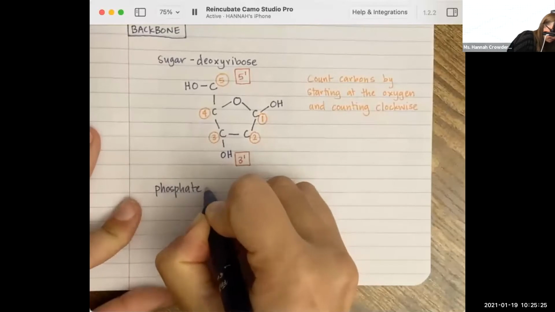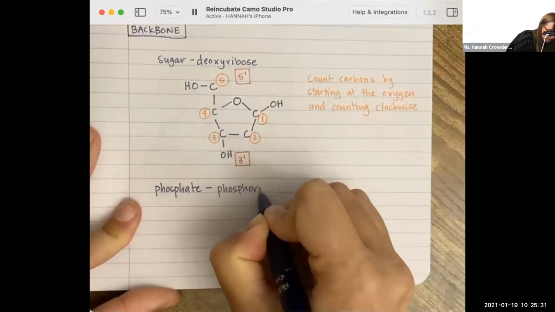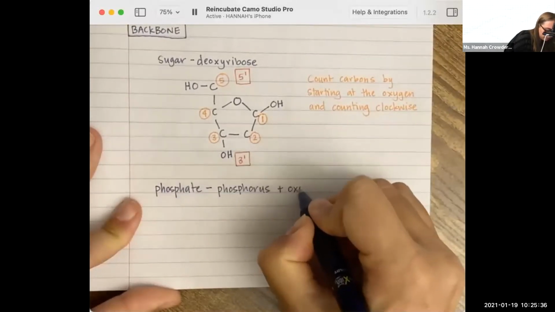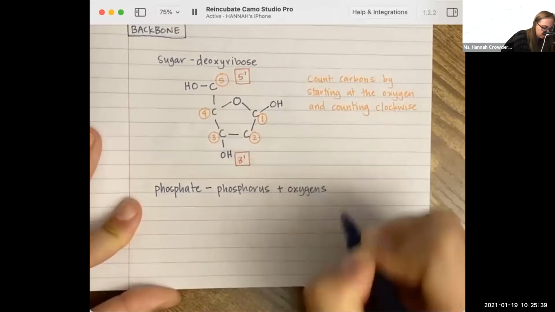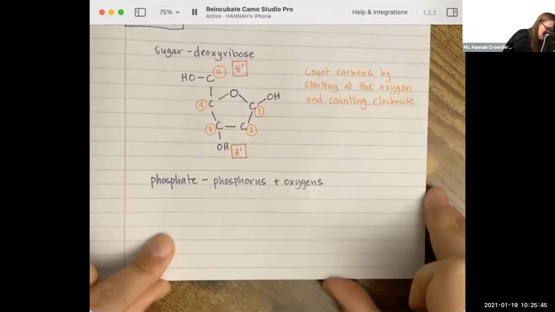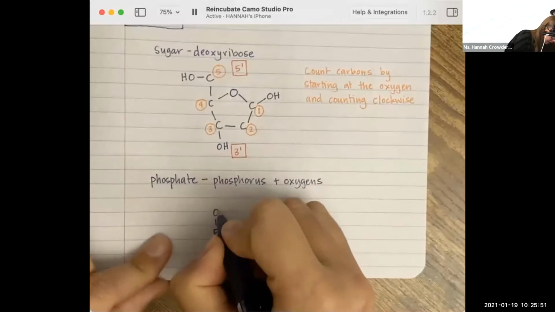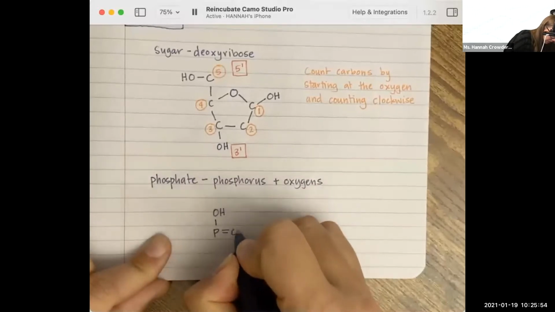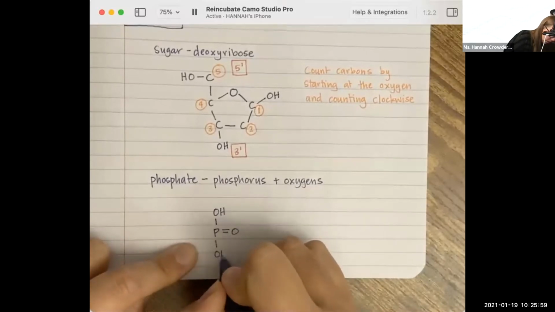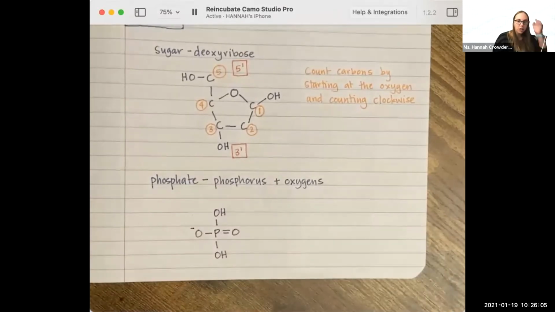And a phosphate is a phosphorus, which is an atom, plus oxygens. So the way that this looks is I'm going to have my P, which is my phosphorus, and it's got the following groups attached to it. So it's got an OH at the top, a double bonded oxygen, an OH at the bottom, and an oxygen with a negative charge on the side.